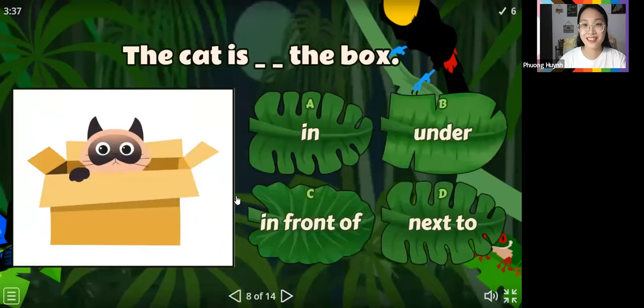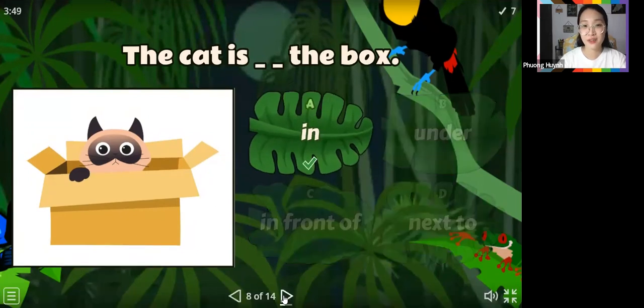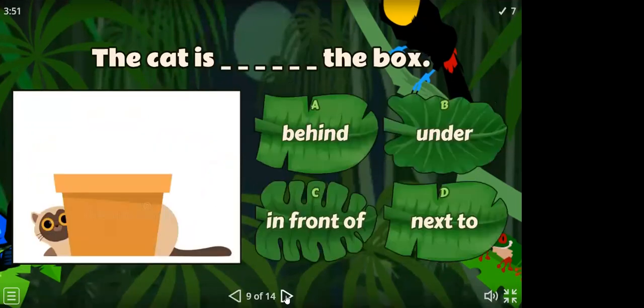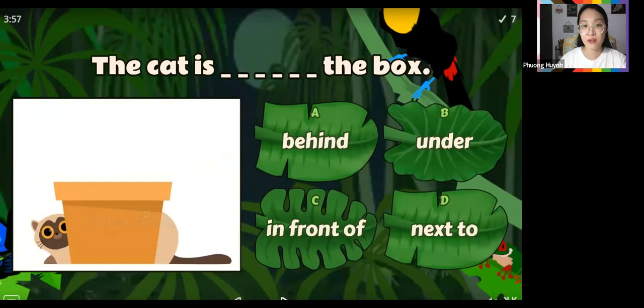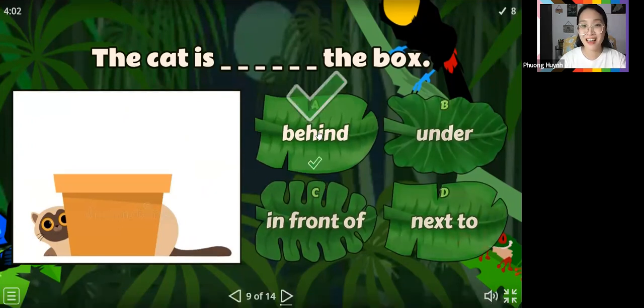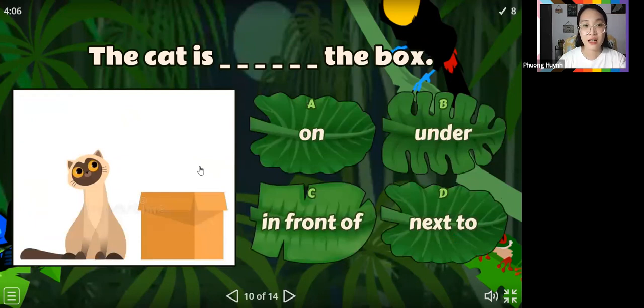Okay, next. All right, the cat is, oh, this one is simple. So the cat is, yeah, correct. So the cat is in the box. Next. Okay, so how about the cat and the box in this photo? So we have behind, under, in front of, and next to. Okay, so the correct answer will be behind. The opposite meaning of behind is in front of. Yes, thank you, everybody. So we choose behind.